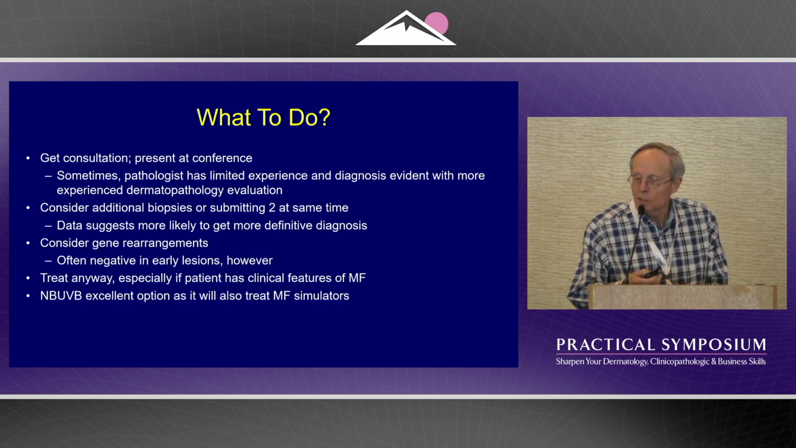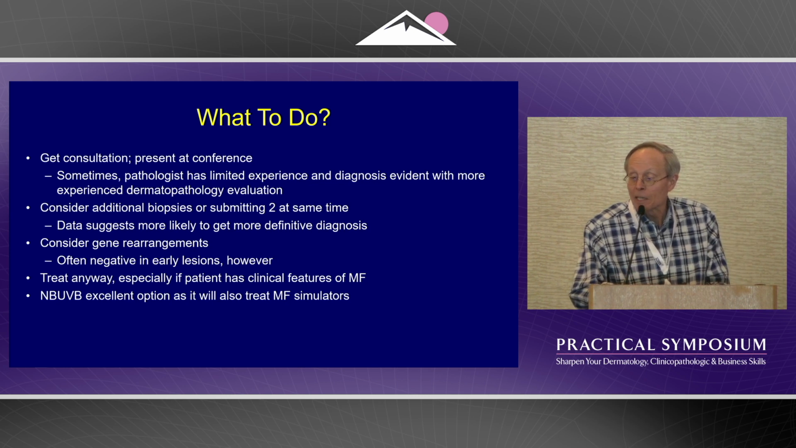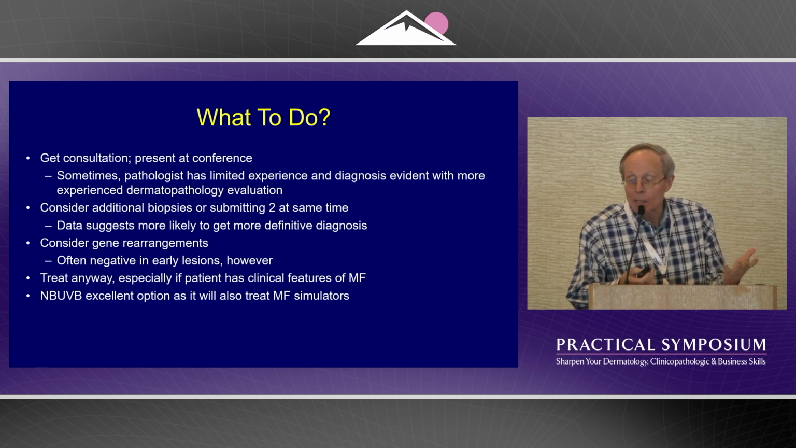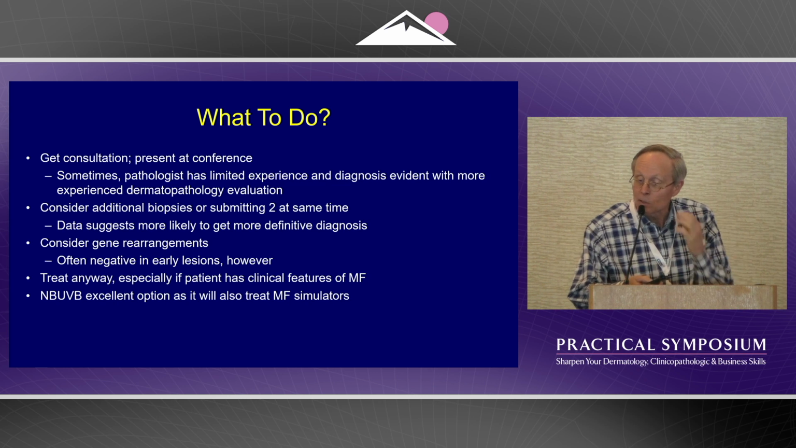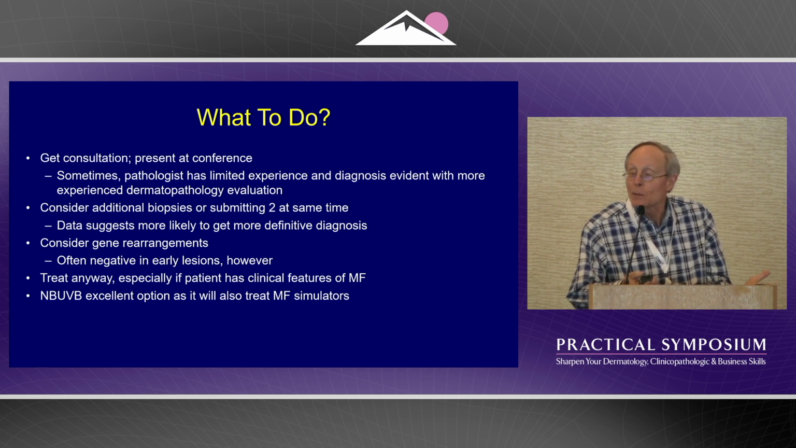And so this is the situation where you probably are going to want to biopsy the patient again more than once. You want to follow them, take them to a conference, bring them there. Maybe somebody else has more experience, get second opinions on it. Try to do the gene rearrangement studies, but again, those are often negative. So what do you do then? And you're sort of left with, well, I think this guy's got MF, but I can't prove it.